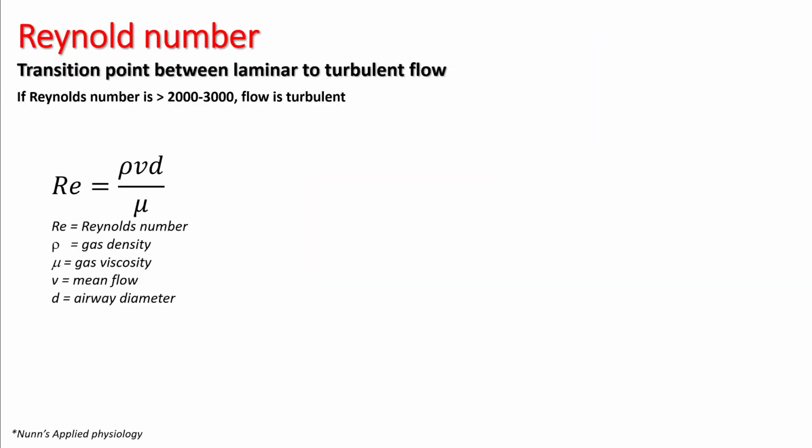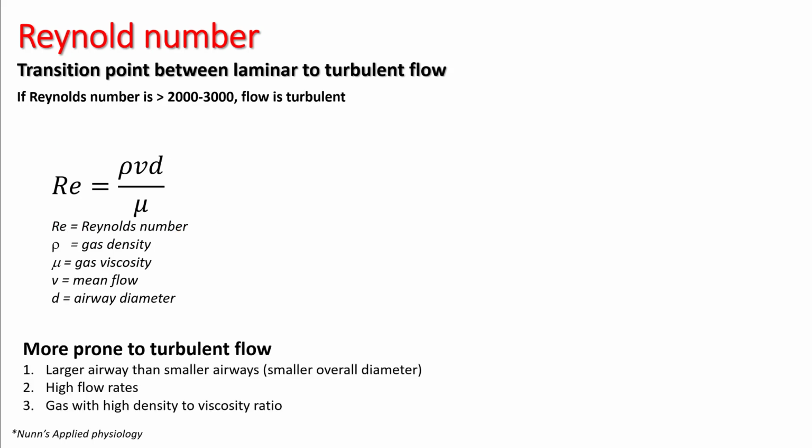Reynolds number is the transition point between laminar and turbulent flow, and if this number is more than 2000 to 3000, the flow is turbulent. And Reynolds number is given by this formula. So Reynolds number depends upon gas density, mean flow, and airway diameter, and is inversely proportional to gas viscosity. You'll be more prone to turbulent flow if Reynolds number is high.